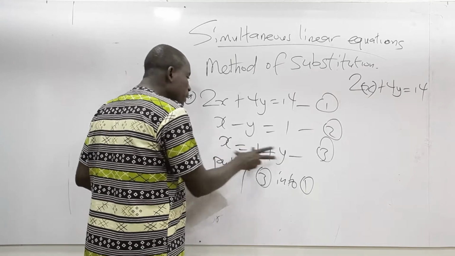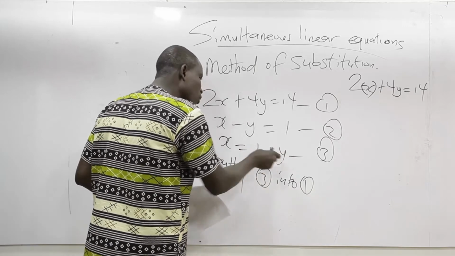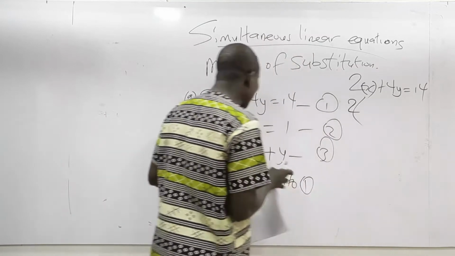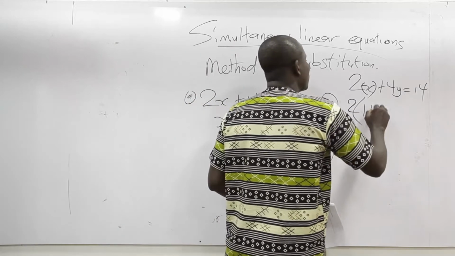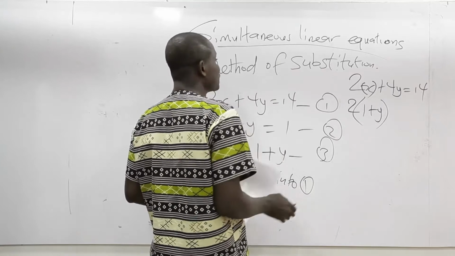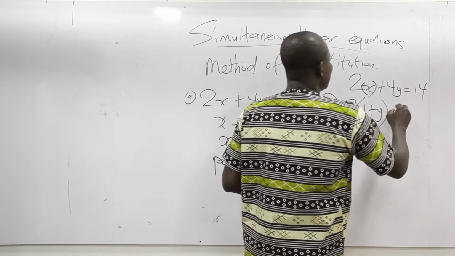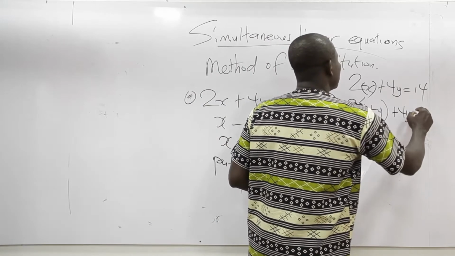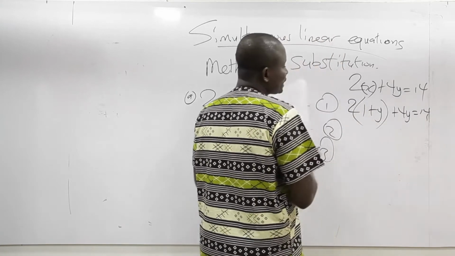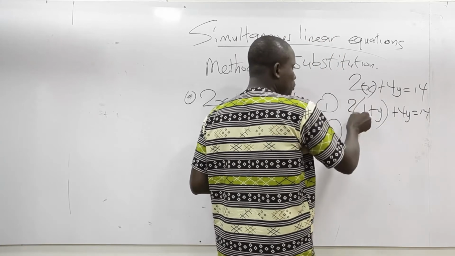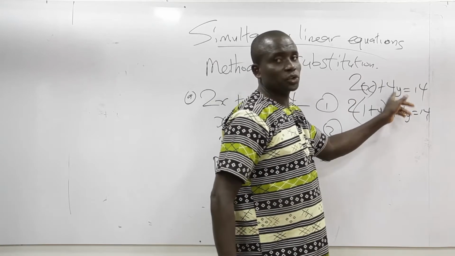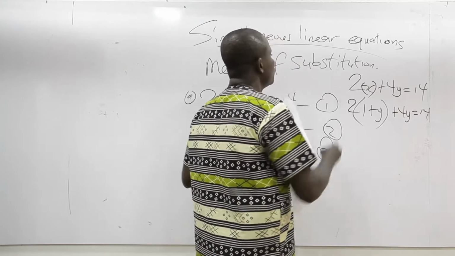So we have made this subject. Whenever we see x, we are going to put this there. So we are going to get 2 into bracket. What is x? 1 plus y. This is representing x. Then plus 4y is equal to 14. Note that this is y which has been replaced here. If you are not careful, you forget about this 4y, so make sure that it is in position.